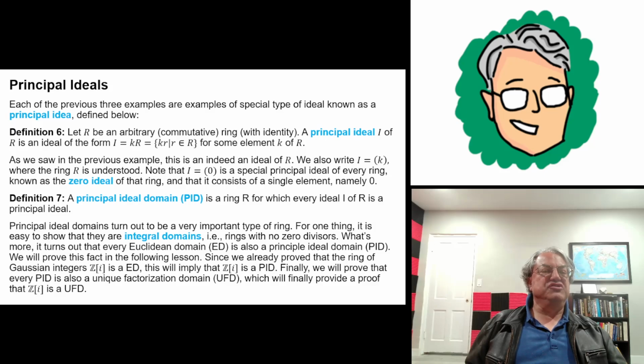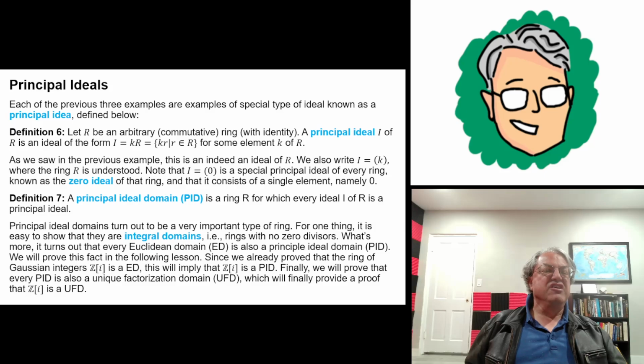And another reason Euclidean domains are really important, I'm not going to prove that today, but it turns out that every Euclidean domain is also a principal ideal domain. And since we already know that, for instance, the ordinary integers and the Gaussian integers are both Euclidean domains, that already proves that both of those rings are also principal ideal domains.